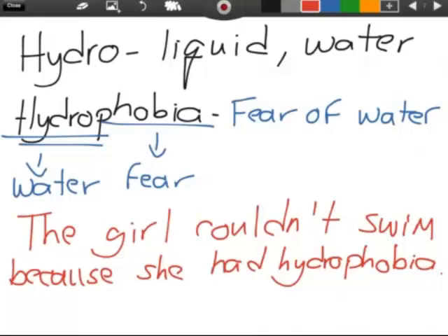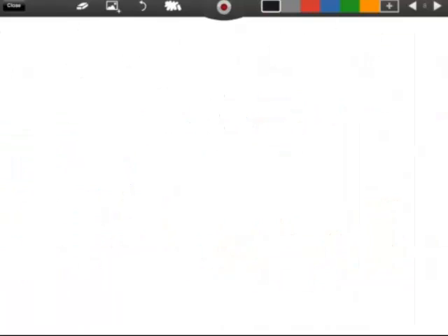I'm going to go ahead and read this to you. The girl couldn't swim because she had hydrophobia. Moving on to our next root.